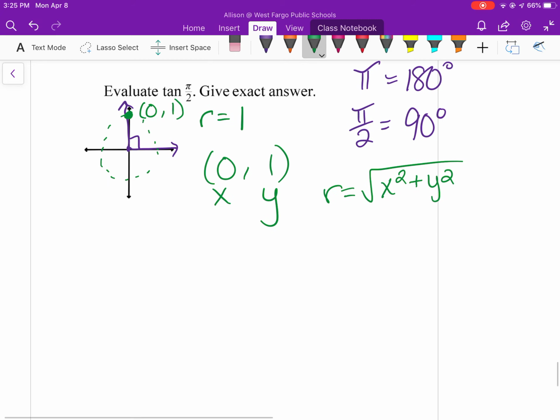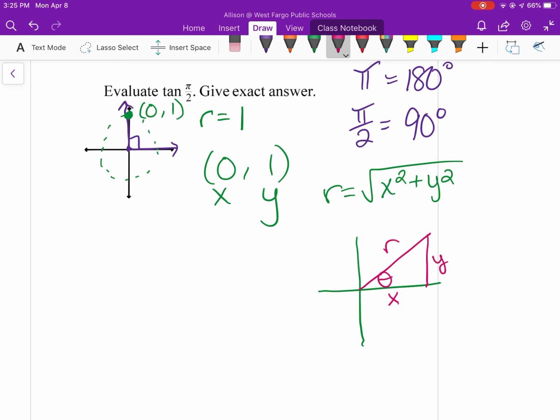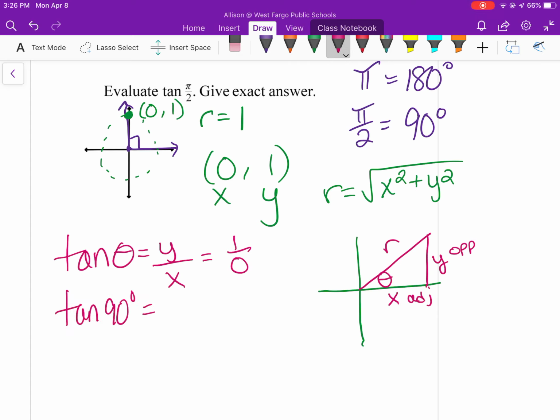Then I use the idea of this triangle. So I put my theta right here. I drop it down. I know this is x, this is y, this is r. And then tangent of theta would be opposite over adjacent. So it's going to be opposite over adjacent, which will be y over x. So this particular one is going to be 1 over 0. So the tangent of 90 degrees is actually undefined because it's 1 over 0.